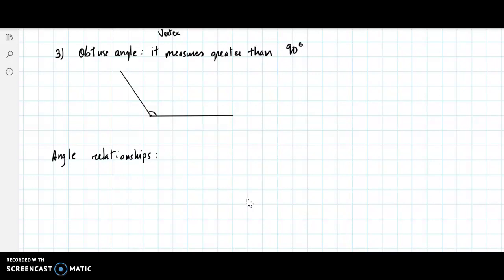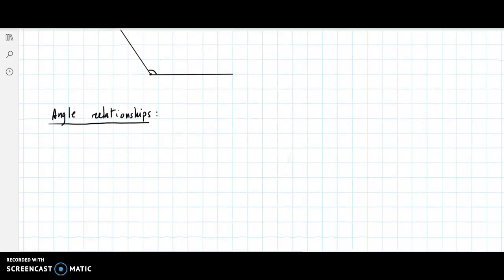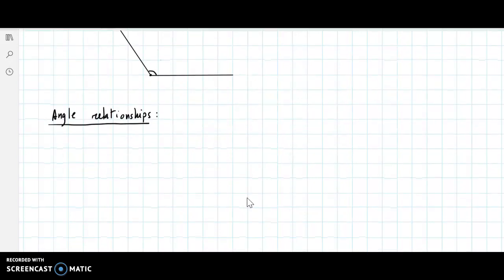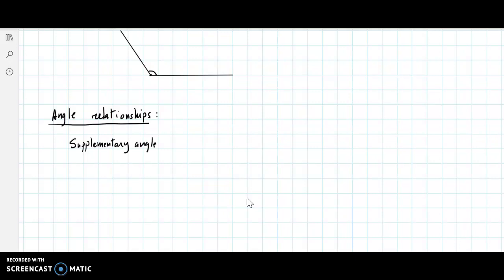Well, we have different angle relationships. So let's start with supplementary angles. Supplementary angles. So two angles are supplementary when they add up to 180 degrees. So let's write this.